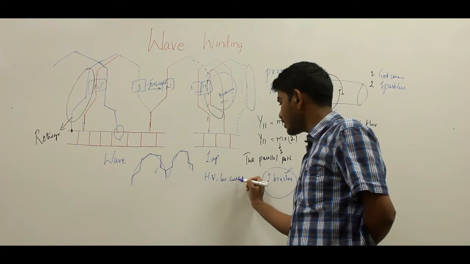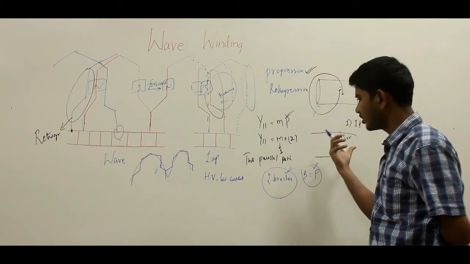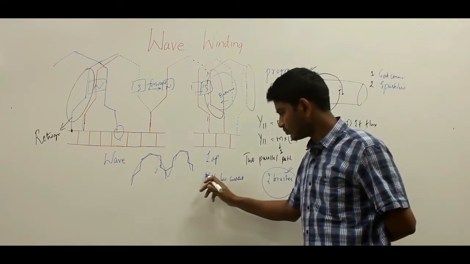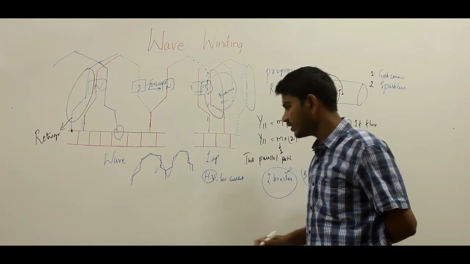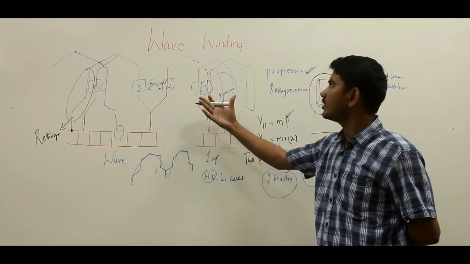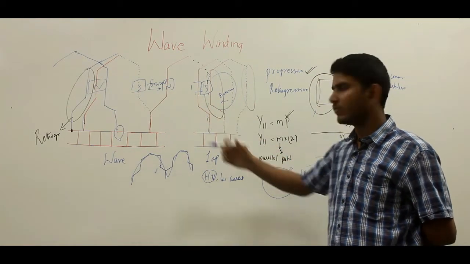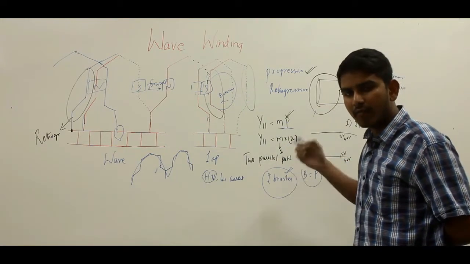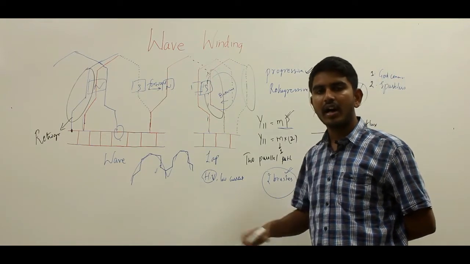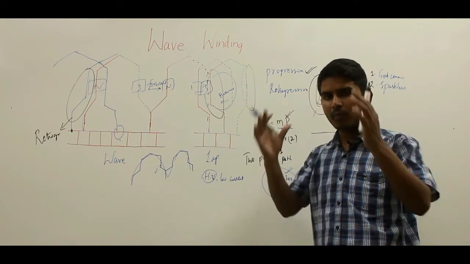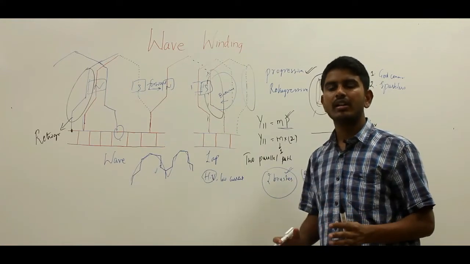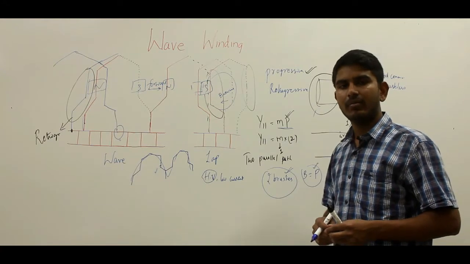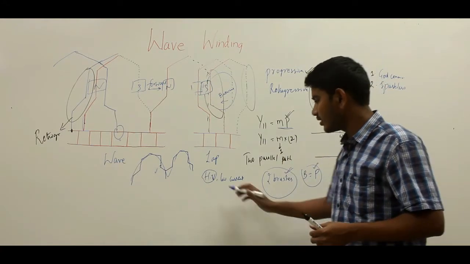Where you require high voltage, you can employ wave winding, because it has only two parallel paths and all the EMFs get added here. But in lap winding, the number of parallel paths is equal to m into p. So lap winding is employed for low voltage and high current machines, because we have a number of parallel paths so that you can obtain a high value of current. But here we have only two parallel paths, so there will be less current, but you can have more voltage. So that is high voltage, low current.